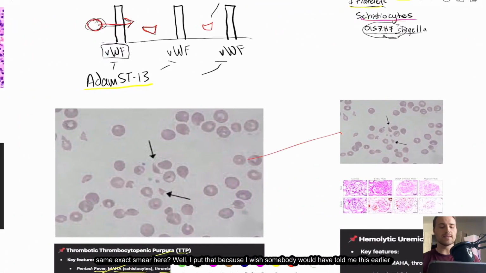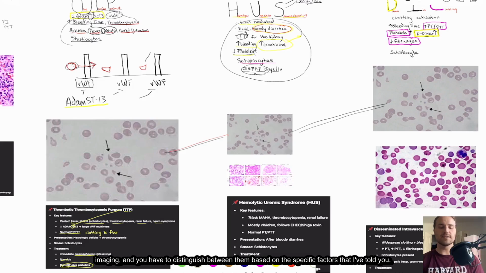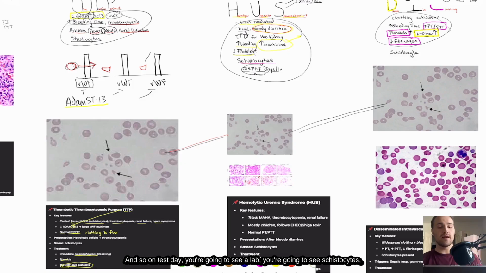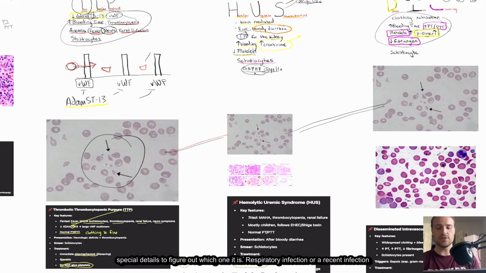Okay, why did you put the same exact smear here? Well, I put that because I wish somebody would have told me this earlier in my medical education. Anytime you see schistocytes, you're going to get similar imaging, and you have to distinguish between them based on weird factors that I've told you. On test day, you're going to see a lab, you're going to see schistocytes, and you're going to think, oh, I should have known this. But the thing is, you're fine. You're chilling. Nobody looks at the schistocyte and automatically knows which type it is. You have to look at these special details to figure out which one it is.